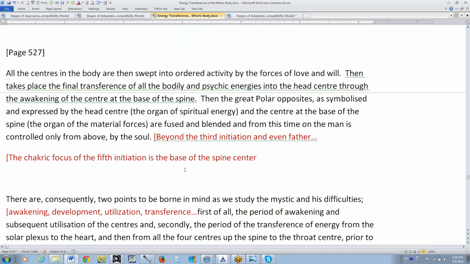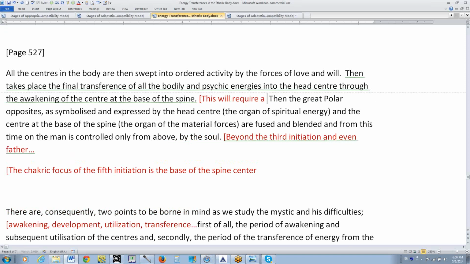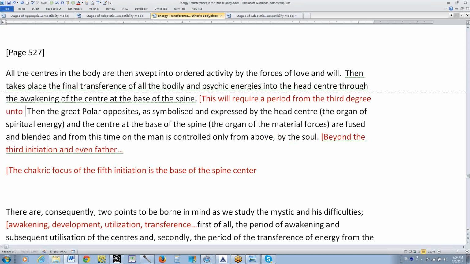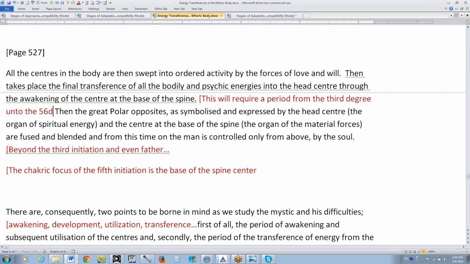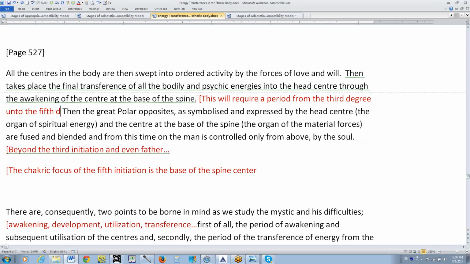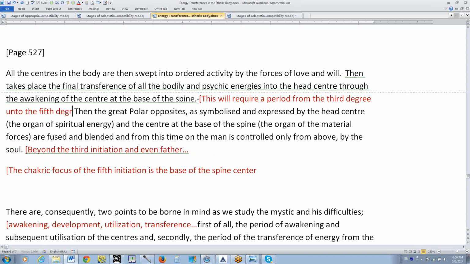So when we come back here to this idea of the base of the spine, then takes place the final transference of all bodily and psychic energies into the head center through the awakening of the base of the spine. This will require a period from the third degree unto the fifth degree. And it is not taking place overnight.